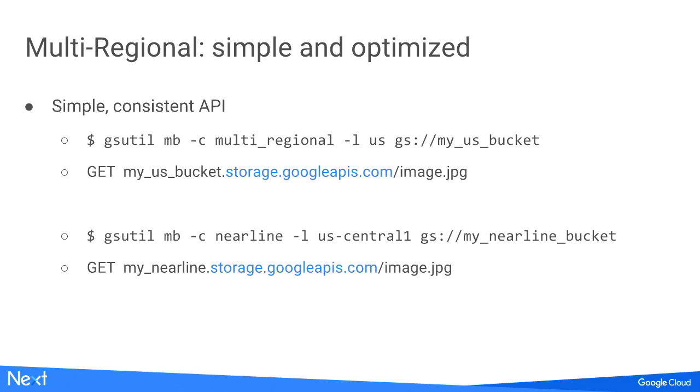Simple API. These are commands that are going to allow you to create a bucket, either a Nearline bucket or a regional bucket, and then you can read an image from either of those. It's the same API across all of our storage, and we're really proud of the fact that you don't have to be using different systems to be able to access it.